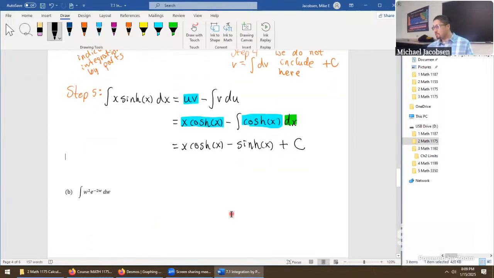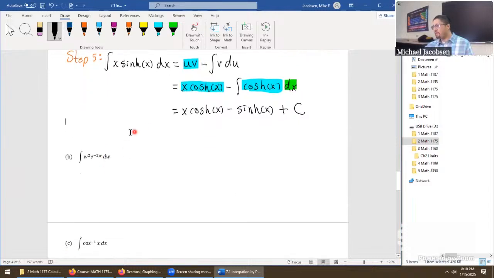So here's our next one. w squared e to the power of negative 2w. Let's drop this onto the next page. The purpose of part B is an indication to us that sometimes when you use integration by parts, you have to use it multiple times to actually get the total answer.